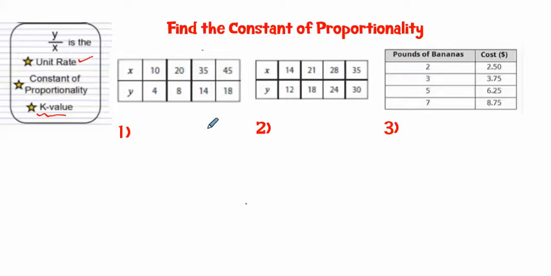So the first thing I want you to do is to pause the video. I want you to look at these three charts, tables, and figure out the constant of proportionality. Make sure that it's always simplified to its simplest form. All right, so pause the video and come back when you have your answer.